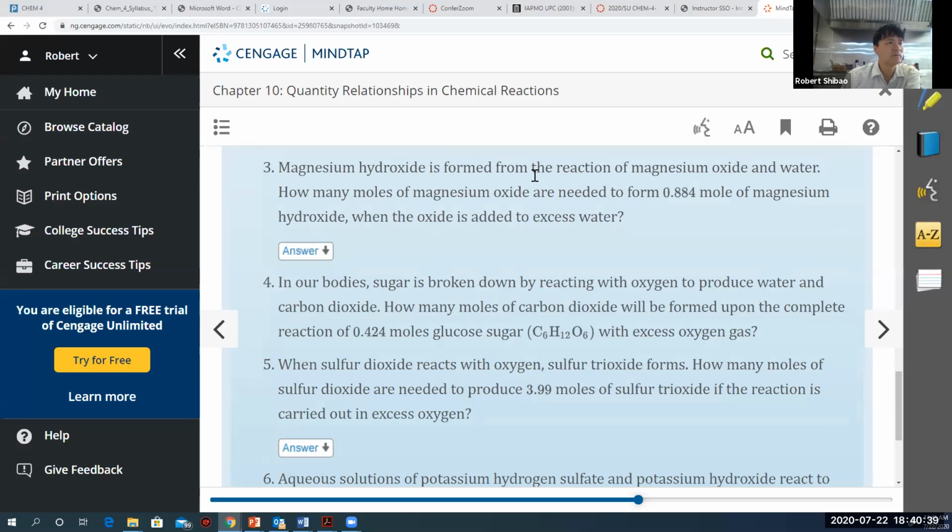Magnesium hydroxide is formed from the reaction of magnesium oxide and water. Okay, this reaction is a Lewis acid-base reaction. We haven't talked about this particular reaction here, but it's a reaction between magnesium oxide, which is solid, and water. Oxides aren't soluble in water, but there's potential for reaction here. And there are two ways of thinking about this. Actually, there are 3 ways of thinking about this reaction.